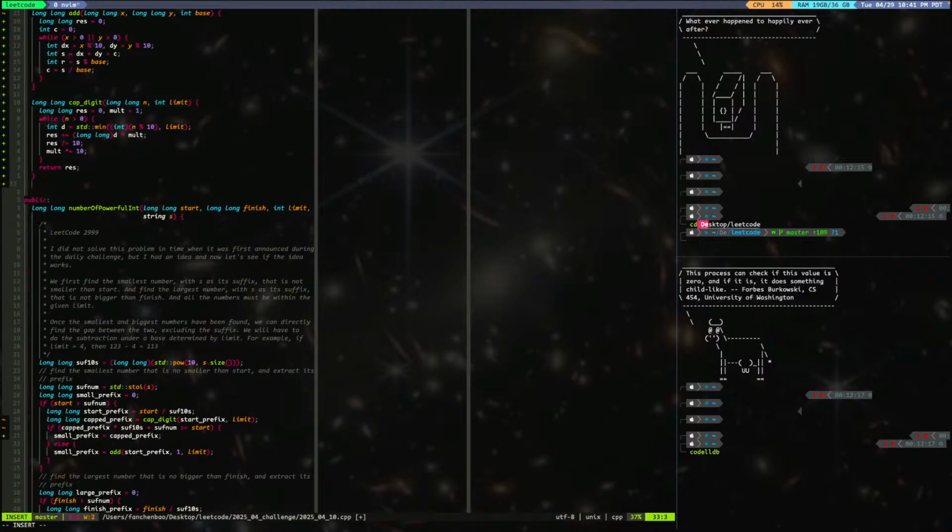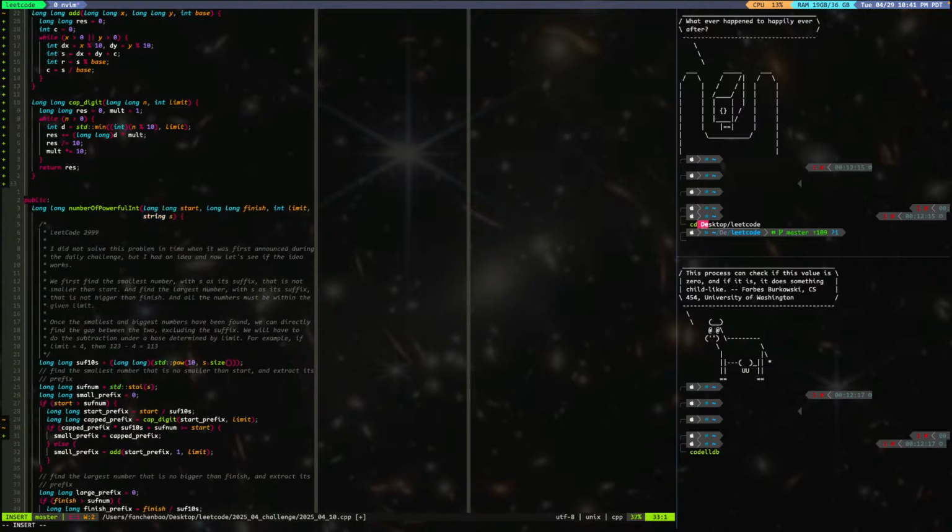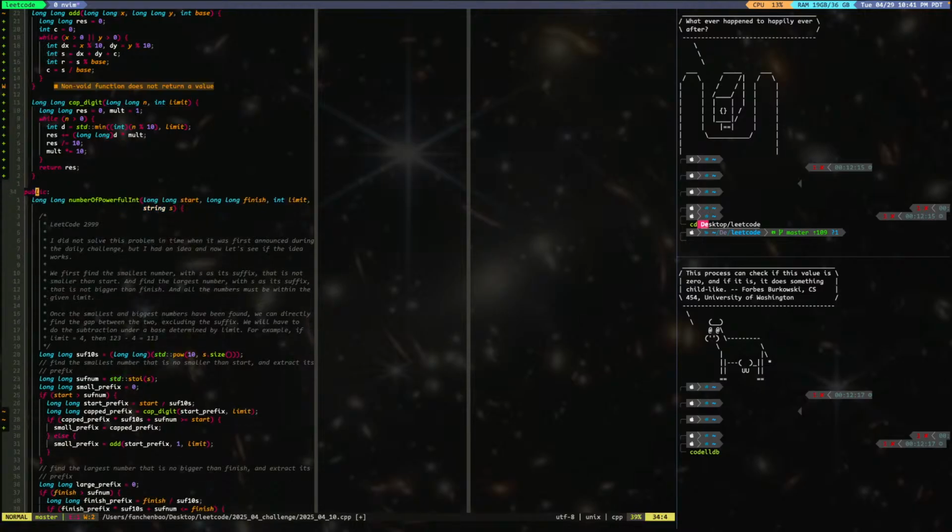Maybe we want to write this as a function as well. What do we call this? Smallest that's larger than... That's not right. Okay, I don't like this idea. Let's just do it here.